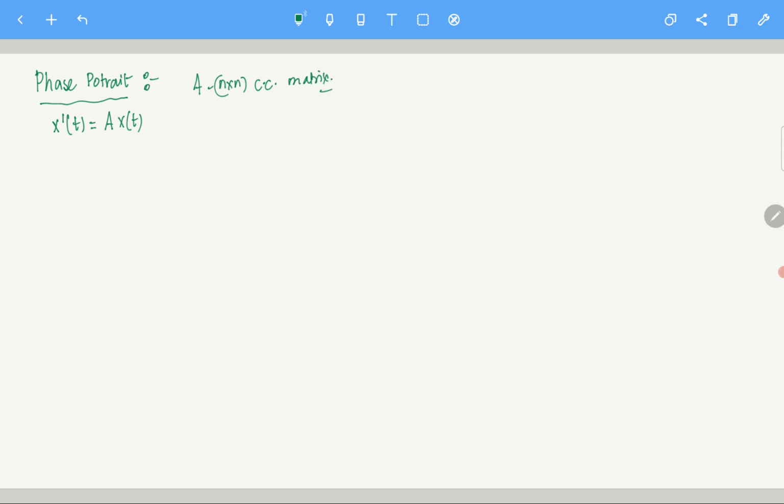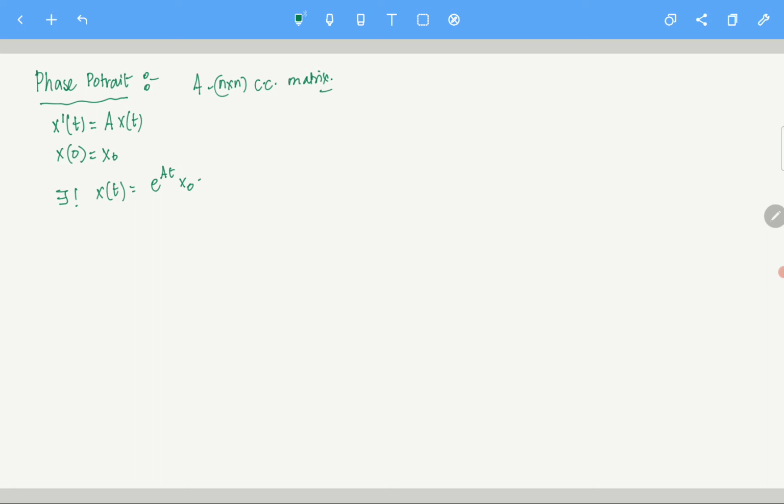Now, given an initial condition, x(0) equals, let's say, x naught, we know that there exists a unique solution, which is given by x(t) equals e power At times x naught, right? That is given to us, and we know what all of this means. Now the point is this.